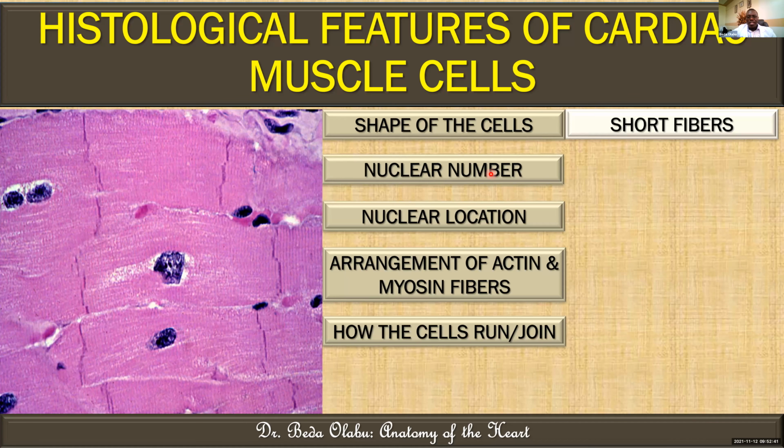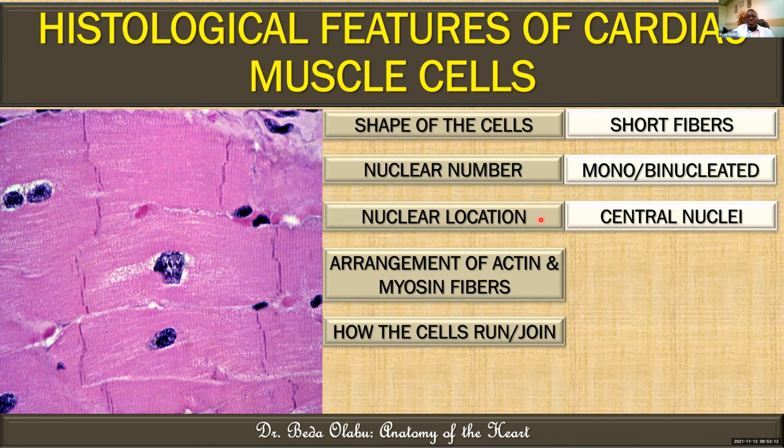The other parameter we check is the number of nuclei in the cell. For cardiac muscle, we can say that the majority are mononucleated, although a few are binucleated, as we can see in that one. Remember, skeletal muscle cells are multinucleated, maybe 100 nuclei and above. Smooth muscle cells are mononucleated. You also look at the location of the nucleus, and for cardiac muscle, the nucleus is centrally located. For skeletal muscle, they'll be peripherally located, and for smooth muscles, centrally located as well.